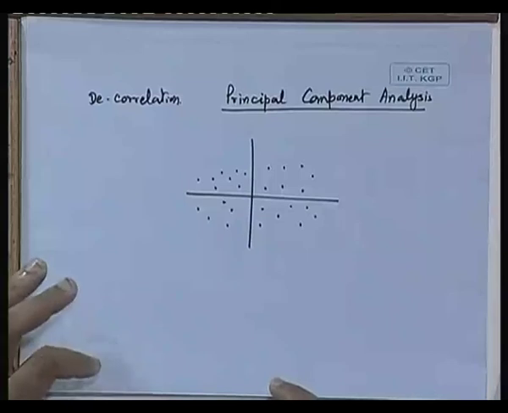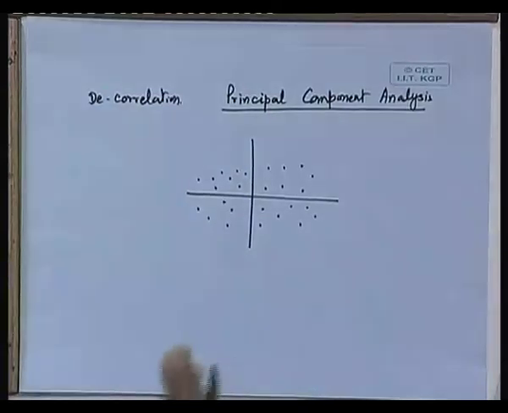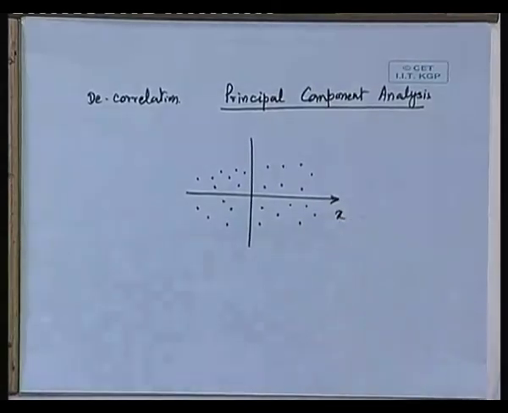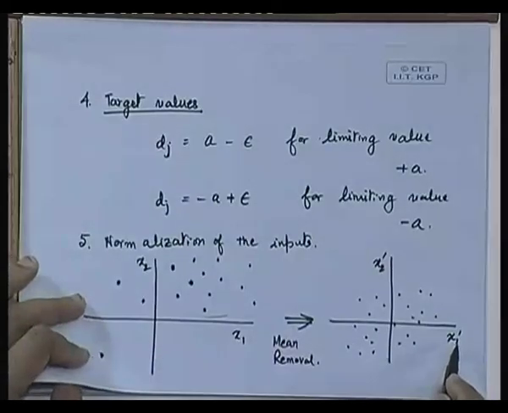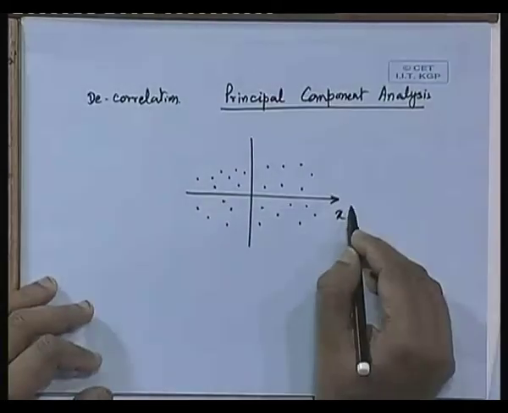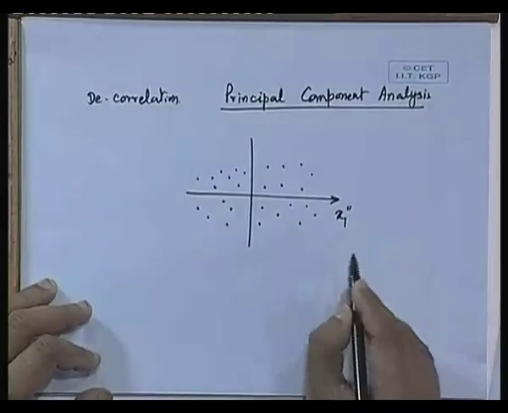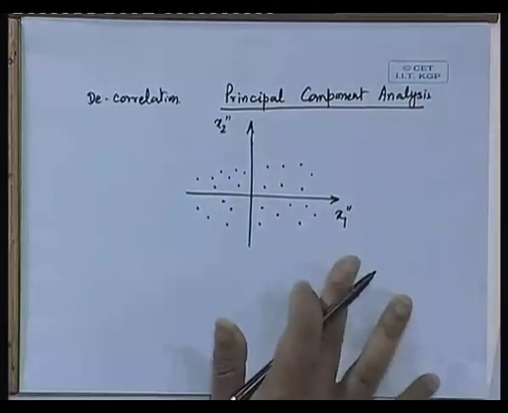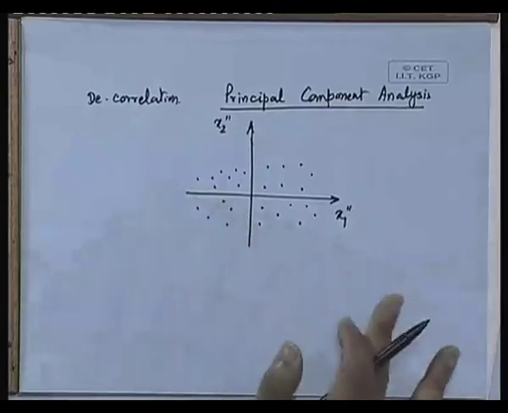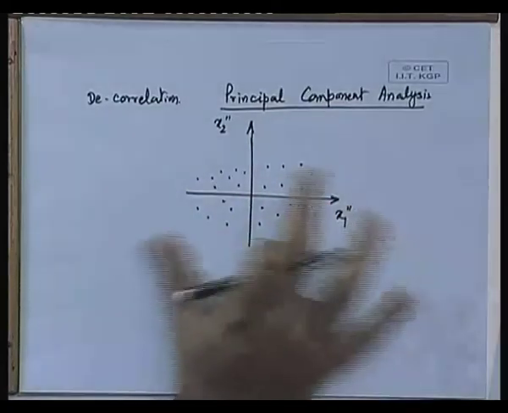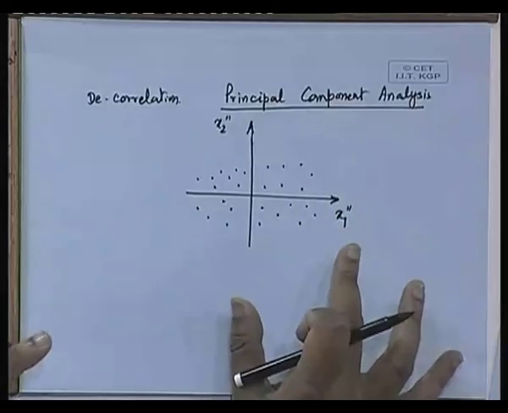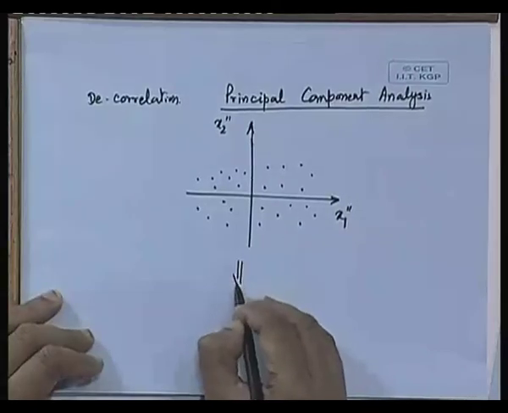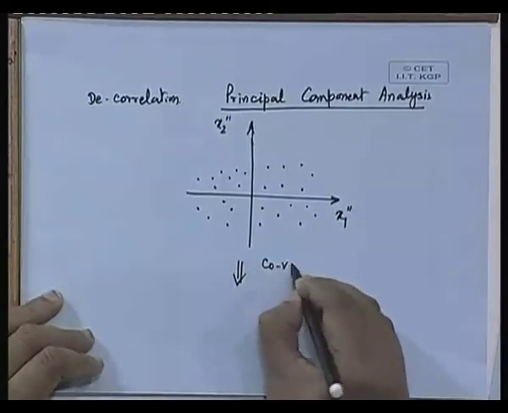In fact, this is the x1 axis, not x1 anymore, because already because of the mean removal we were calling it x1 prime. So, now with the decorrelation we are going to call it x1 double prime, and this axis will be x2 double prime. In fact, the scaling on x1 double prime and x2 double prime are quite different, as you can see from here. So, after the decorrelation you have to do one more step, and that is called covariance equalization.